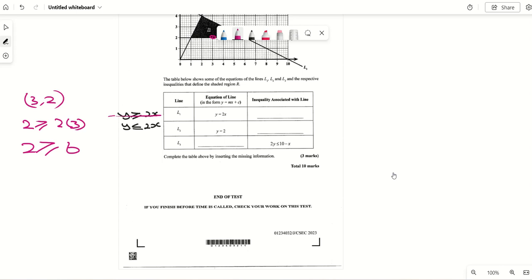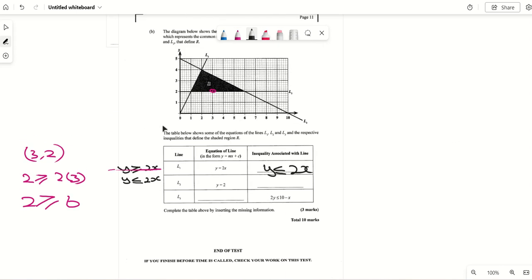So we know that the inequality that we will be using is the next one, which was y is less than or equal to 2x. Right? So you just choose a coordinate and see which one satisfies which inequality.